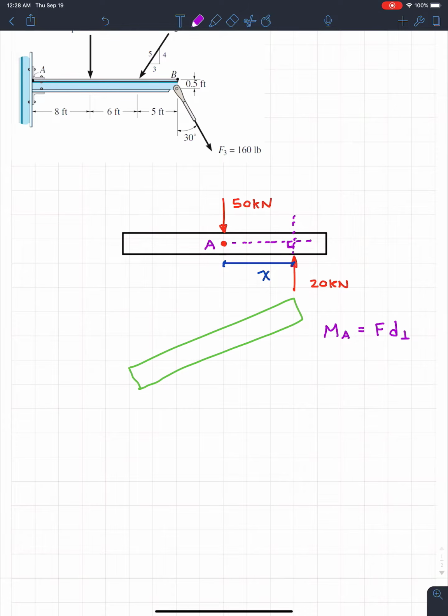If I were to draw another line, let's say like this, and the force intercepts here, and I use this distance, that would be very incorrect. That is not the correct distance. It has to be that perpendicular distance. In this case, that'd be x.